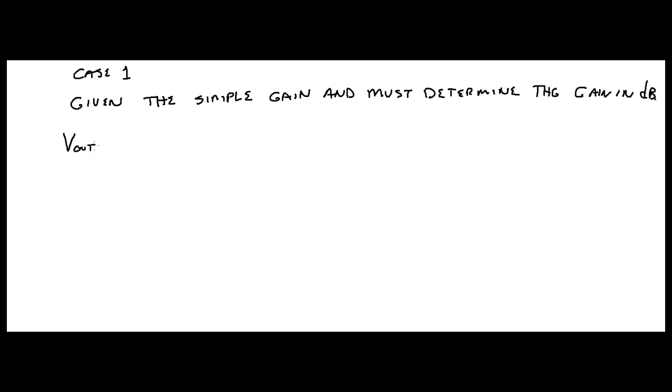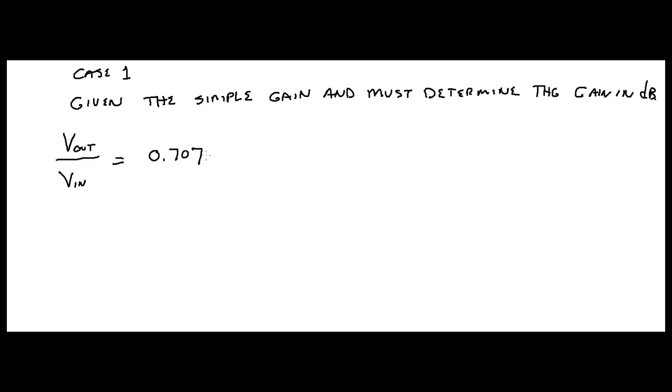Let's say V out divided by V in is going to equal 0.707. Okay, at this point, why don't you pause the video, give it a go, and then turn it back on and we'll solve it.